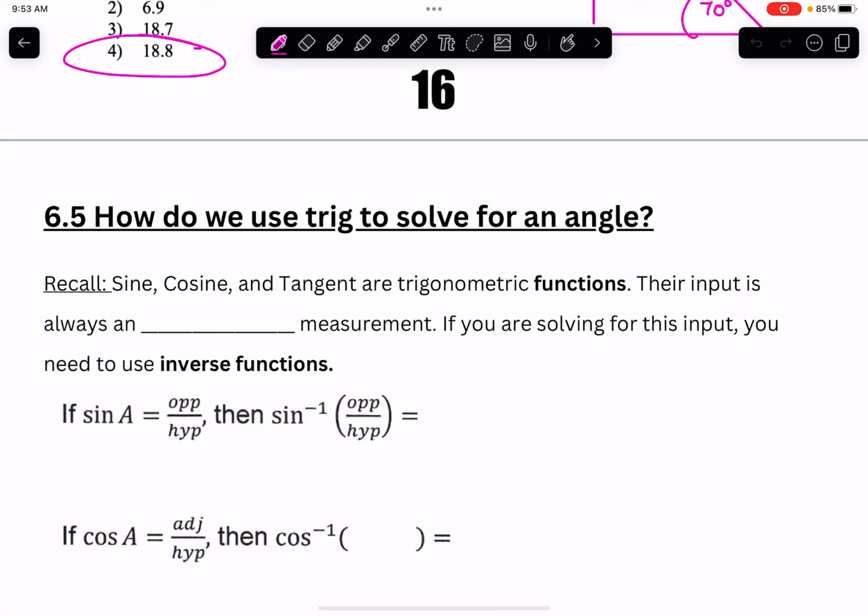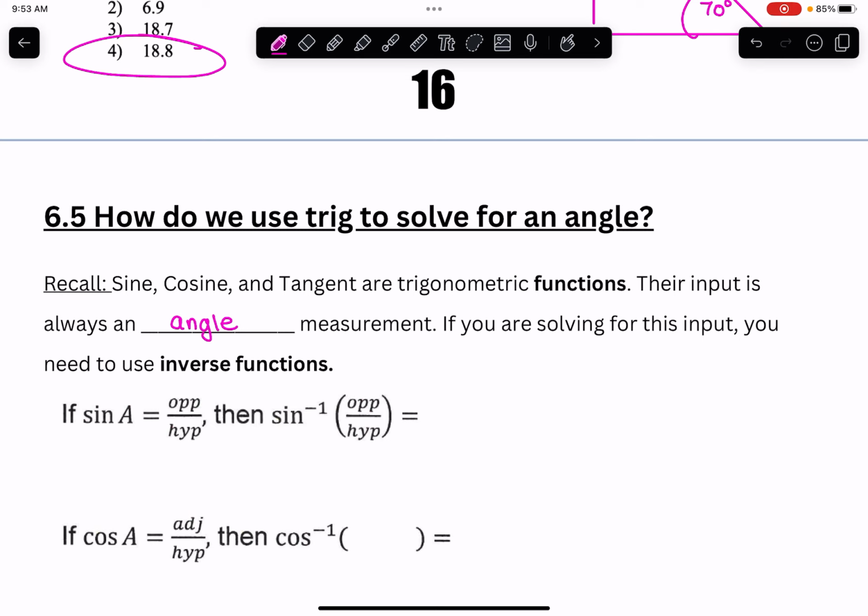In our previous lessons, we were going over how we use trig to solve for a side. In this lesson, we're going to be doing the opposite and solving for an angle. So if we remember, the sine, cosine, and tangent are all functions. So we have inputs and we have outputs. The input when we're dealing with the trig is always an angle measurement. And when we put in an angle measurement, we get something telling us about the size.